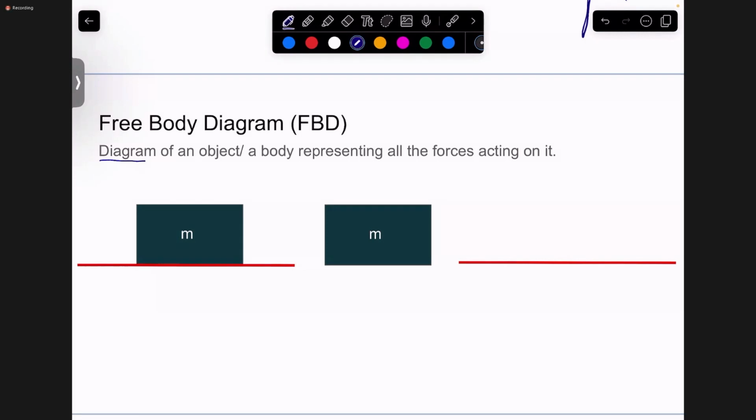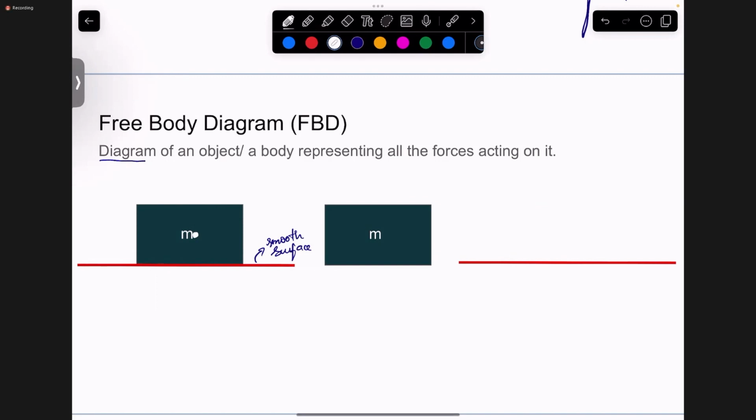So imagine a block which is resting on a smooth surface. This red line is a smooth surface, and this is a block of mass m, which is resting on the red surface. You want to know what are the forces acting on this block and on the surface. For example, this mass has a center point, the geometrical center of this rectangle.